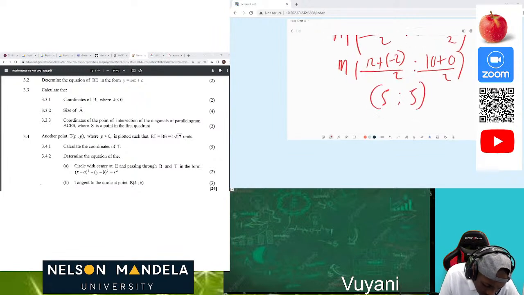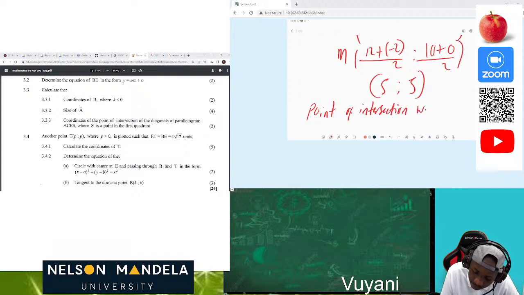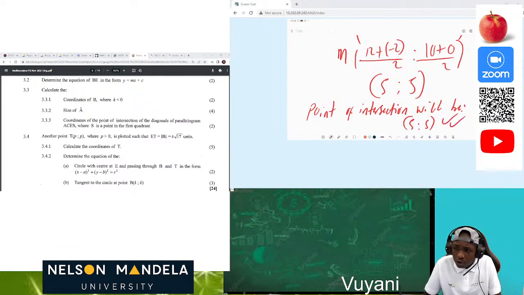So the coordinates we are looking for, the point of intersection, will be (5, 5). Then you get your 2 marks just like that.